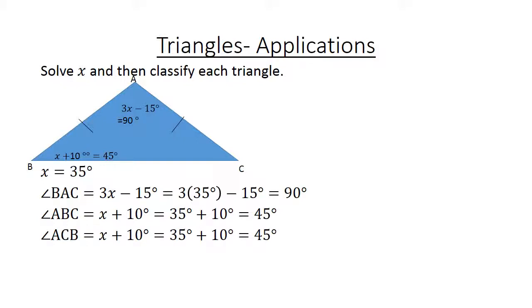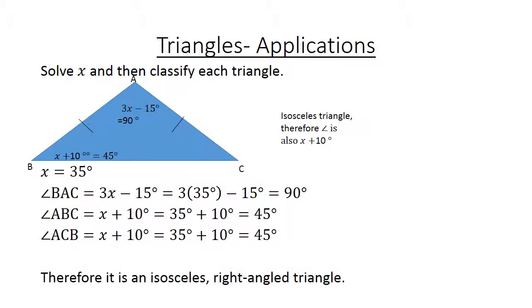And the next angle, angle ACB, equals x plus 10 degrees equals 35 plus 10 degrees equals 45 degrees. It was an isosceles triangle, therefore angle BCA was exactly the same as ABC. Therefore, it's an isosceles right-angled triangle.